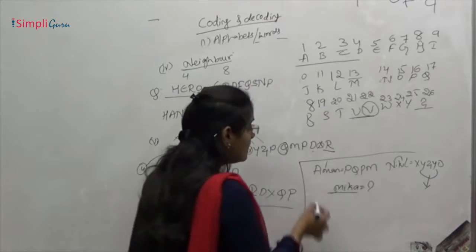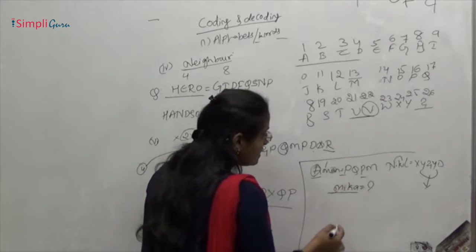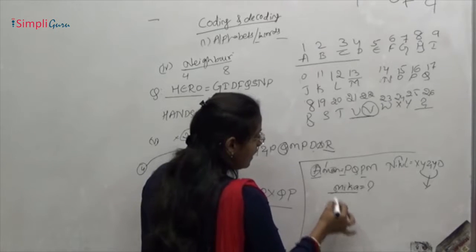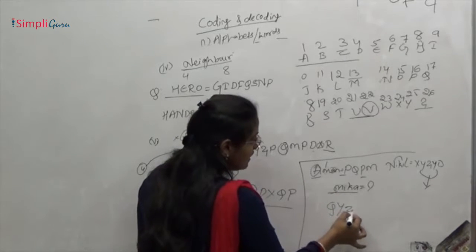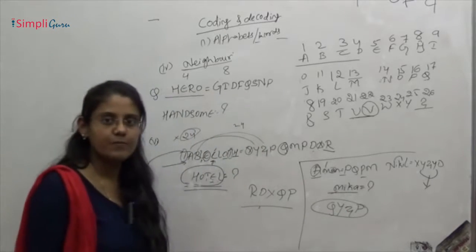What about the A? See, in Aman I will be having two A's. The A's are coded with a T. So our answer will be, for M it is a Q, for I it is a Y, for the K it is a Z, and for the A it is a P. This will be my answer.